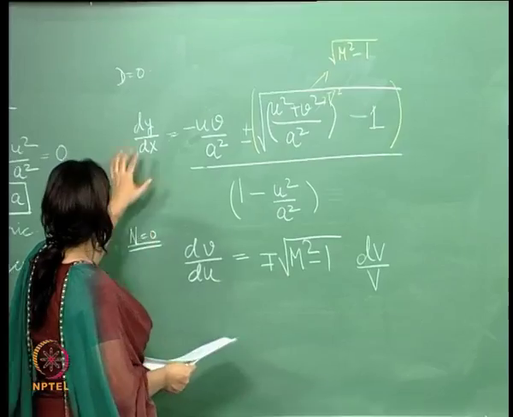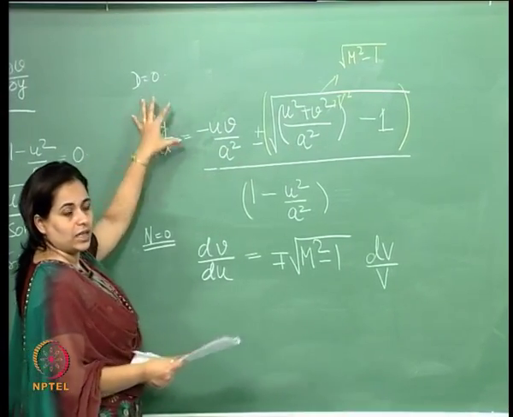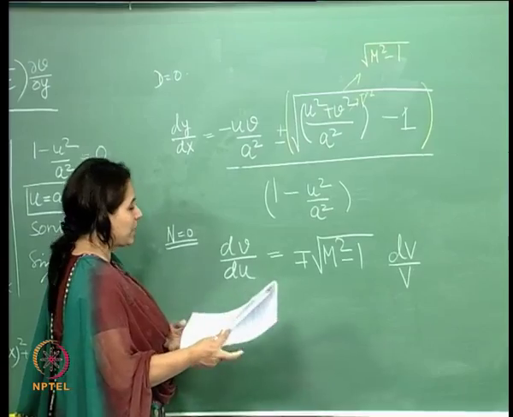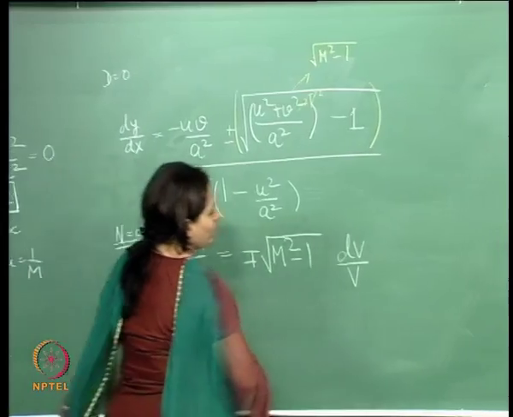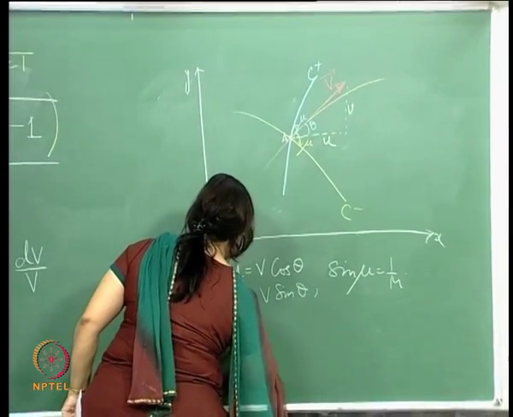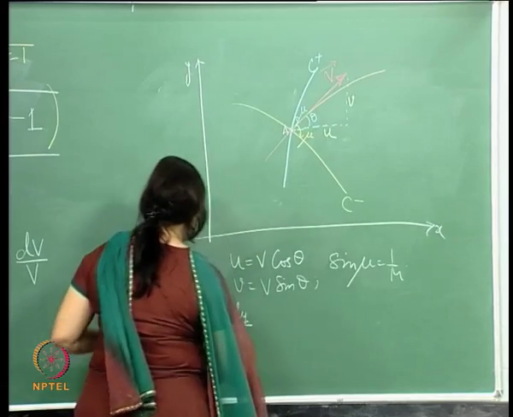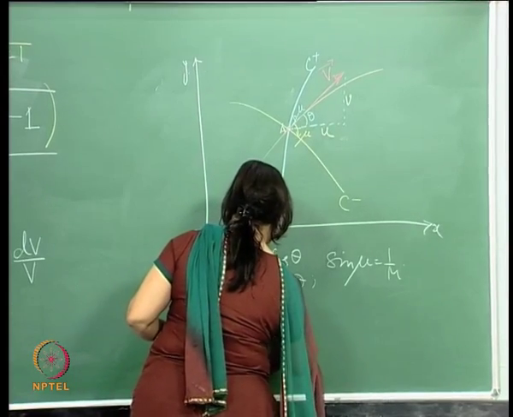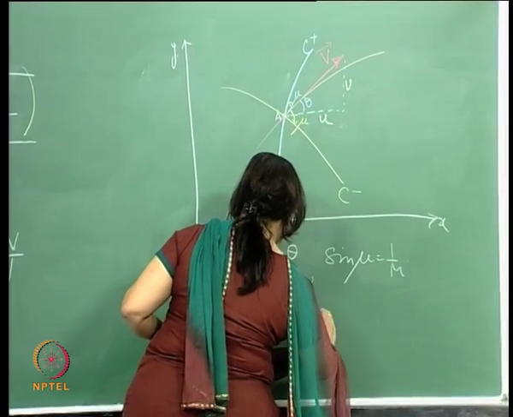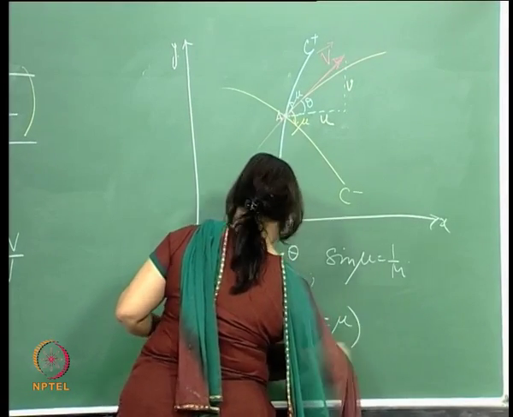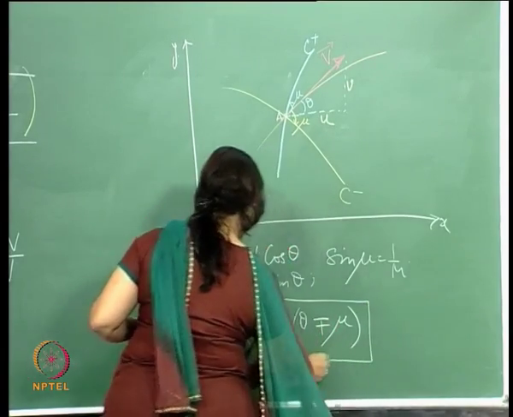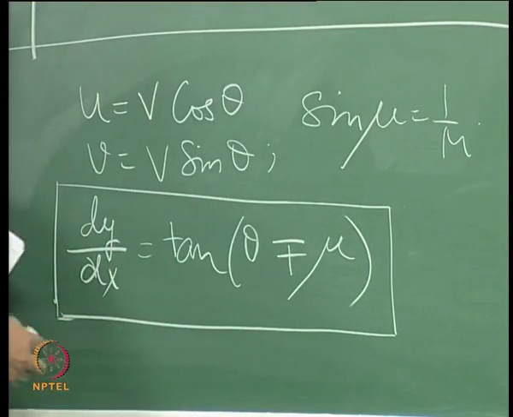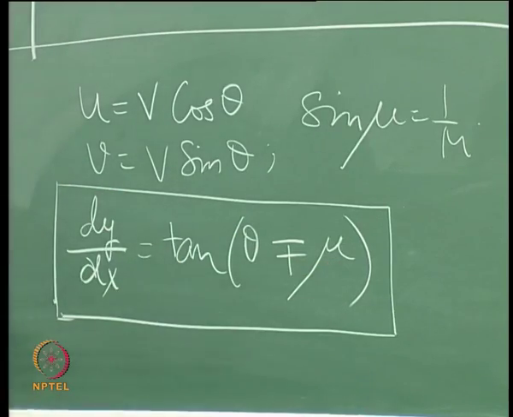If I do that, then dy by dx can be written as tan of theta minus plus mu. So this is the Mach angle.